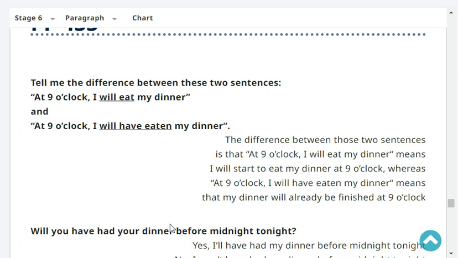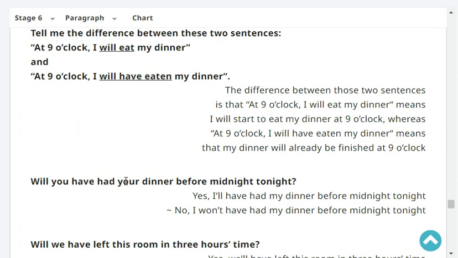The difference between those two sentences is that at 9 o'clock I will eat my dinner means I will start to eat my dinner at 9 o'clock, whereas at 9 o'clock I will have eaten my dinner means that my dinner will already be finished at 9 o'clock.